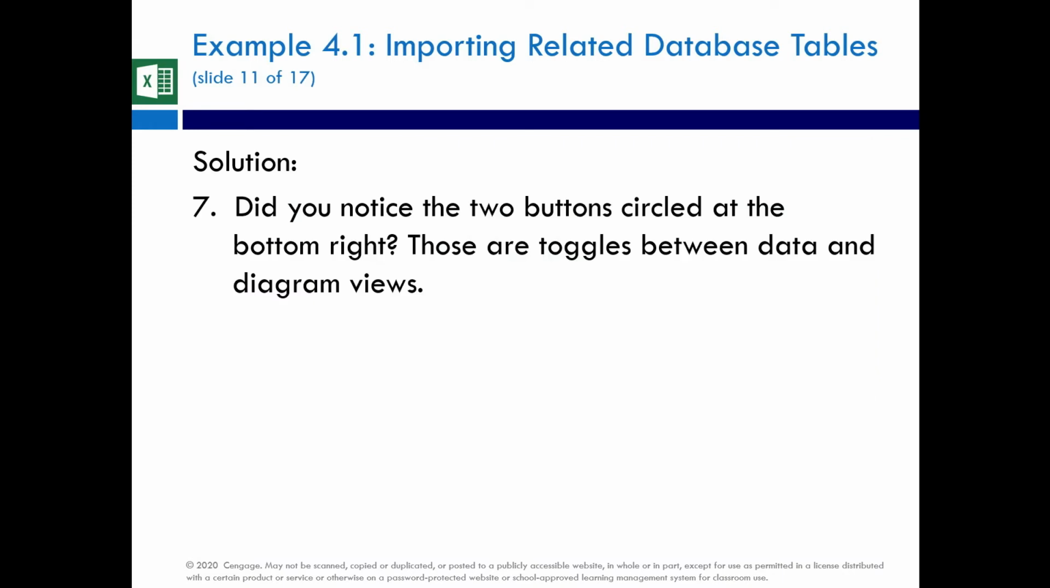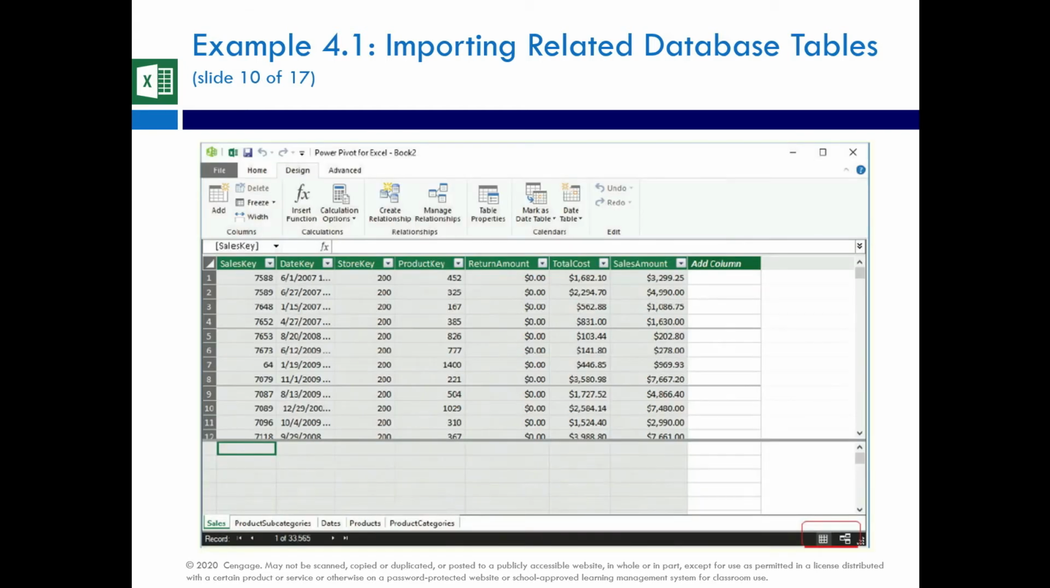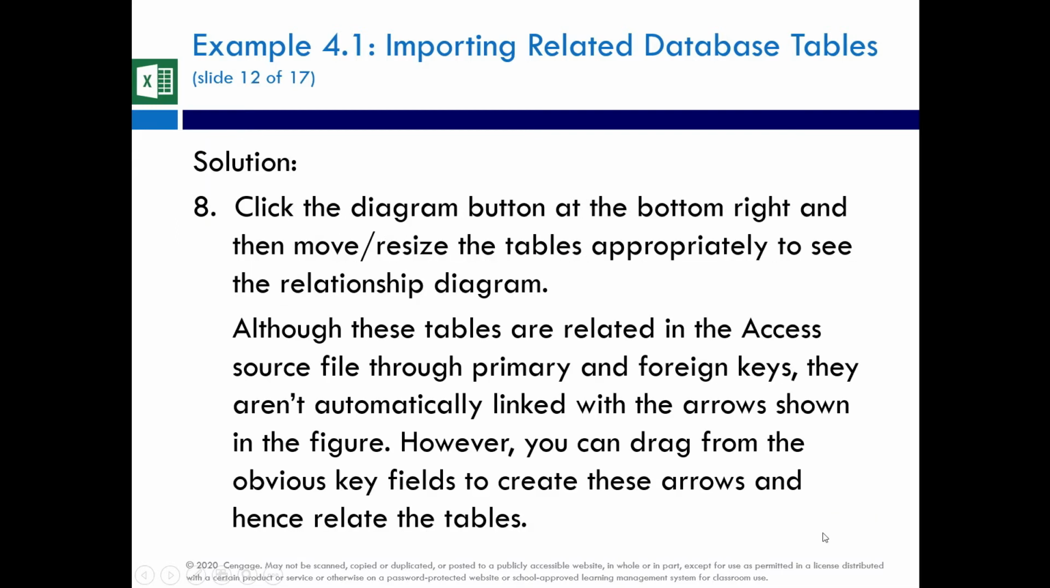Did you notice the 2 buttons circled at the bottom right? Those are toggles between views, and they're down in here. Click the diagram button at the bottom right and then resize the tables appropriately to see the relationship diagram.